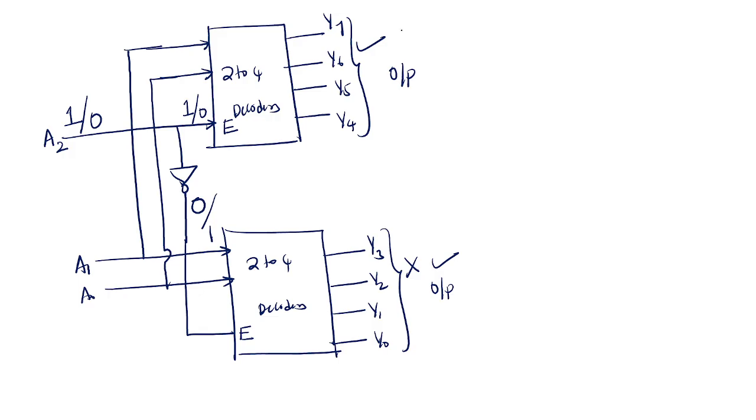Understood how I am getting it through the inverter circuit I can design? Okay, and next if you want to design a 4 to 16 decoder using 2 to 4 decoders.